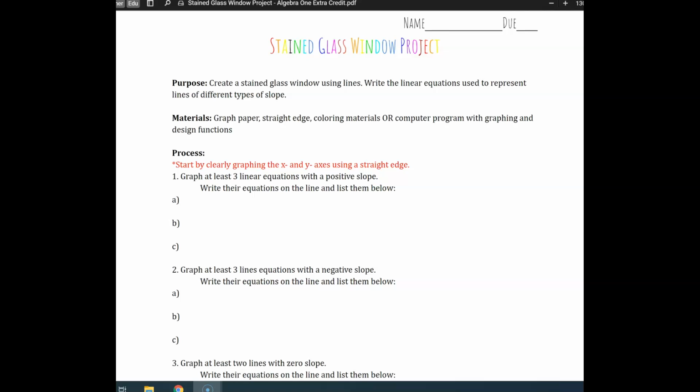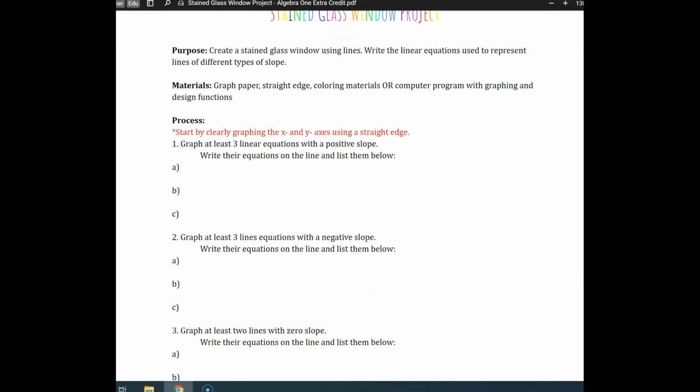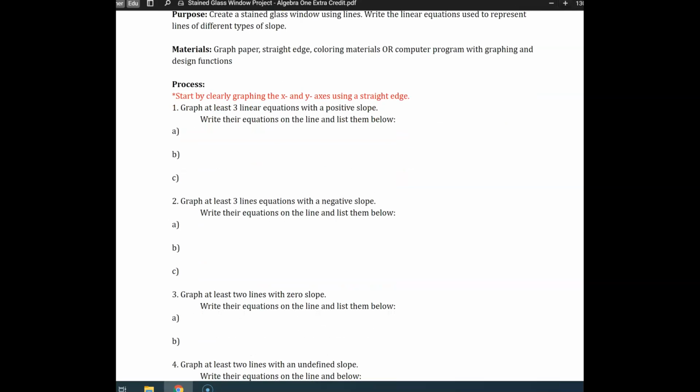So what you'll need: graph paper, some sort of straight edge, whether it's a ruler or something else like that, and/or coloring materials, computer programming with design functions. I'm going to show you how you can use the Desmos graphing calculator in a minute to help you out with this. But as you're working through this, some things to think about.